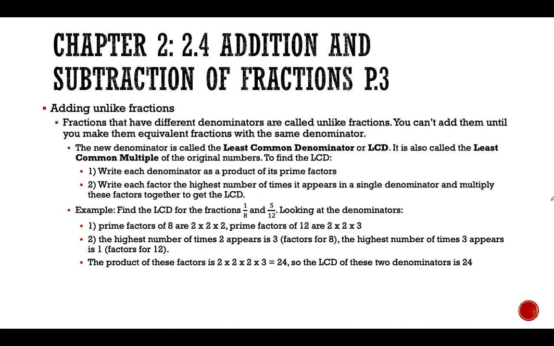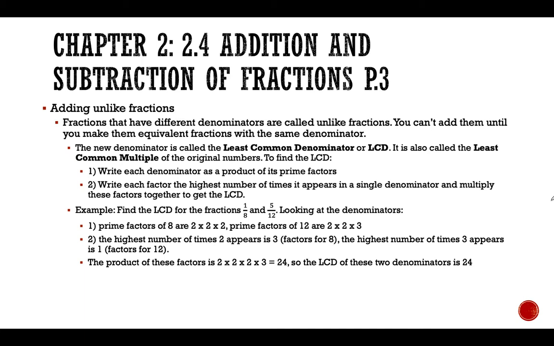Now let's talk about something a little more difficult, adding unlike fractions. Fractions with different denominators are called unlike fractions, and you can't add them until you make them fractions with the same denominator by making equivalent fractions. The new denominator is called the least common denominator, or LCD. It is also sometimes called the least common multiple of the original numbers.